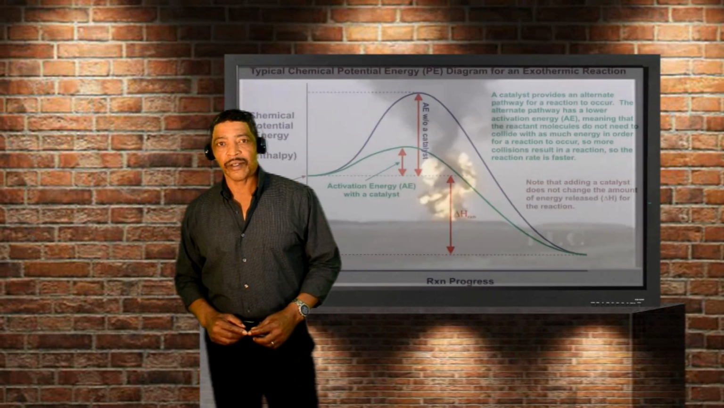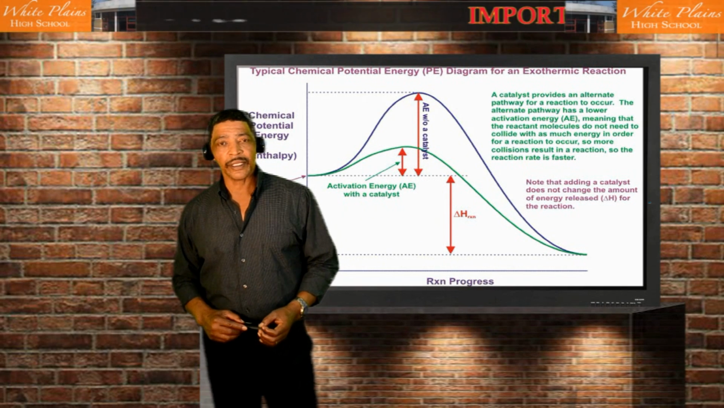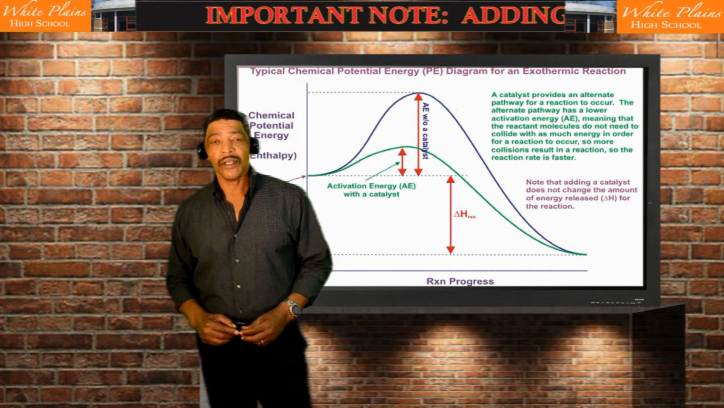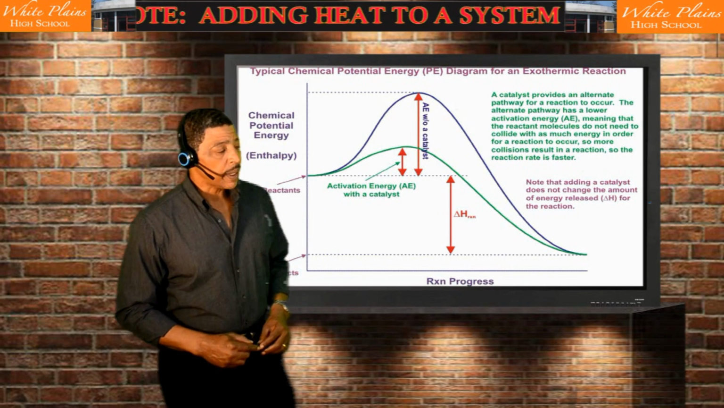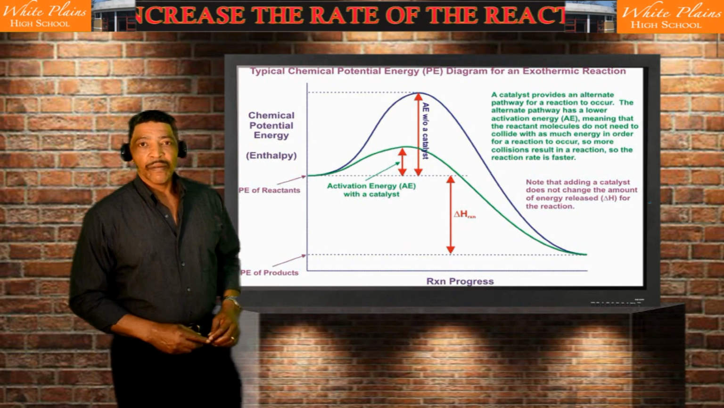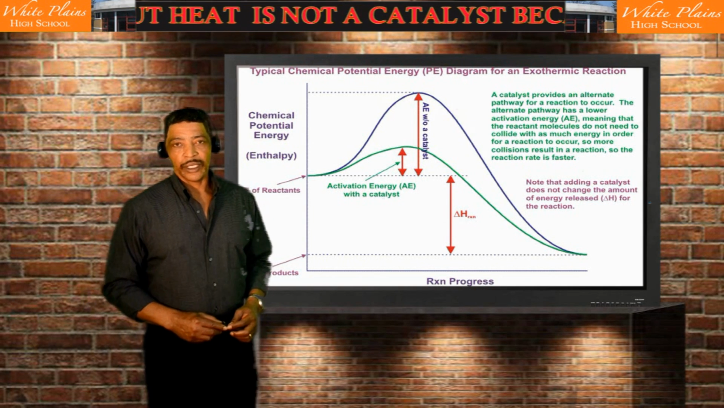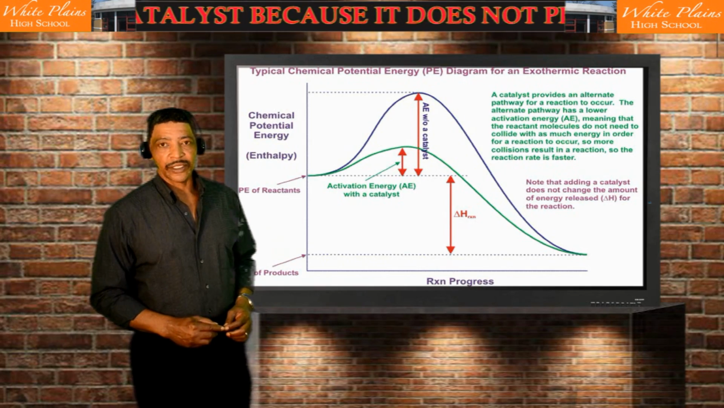Potential energy diagrams are also used to describe reaction kinetics, specifically the effect of a catalyst on reaction rate, where a catalyst will provide an alternate pathway for the reaction to occur. This results in a lowering of the activation energy.